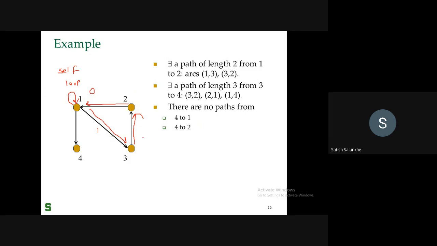Is it clear? Yes or no? Please let me know in the chat box. This concept is called path length. If there are any questions, please let me know. Kindly respond quickly in the chat box whether this concept is clear or not. If it is clear, mention yes. If it is not clear, mention no. I'm waiting for the response in the chat box.